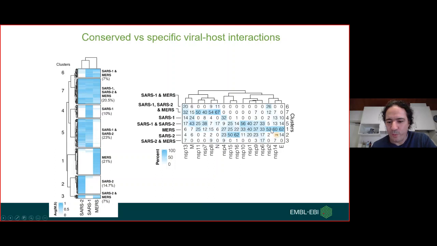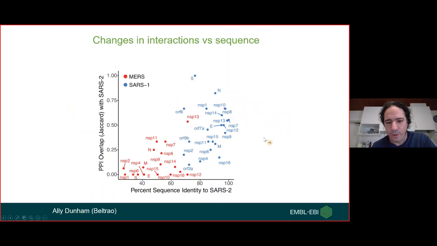Then we can ask ourselves, why is it that this is the case? I already told you that this is not to do, for example, with a change in localization, so it must be something else. The most obvious information is, of course, in the sequence. So what you can do is compare the sequence between the SARS-2 protein and the other, say MERS or SARS-1, which is shown here in two different colors. You can compare the sequence identity between pairs of orthologs and the overlap in their protein interactions. You can see that there's a pretty reasonable correlation between these two.